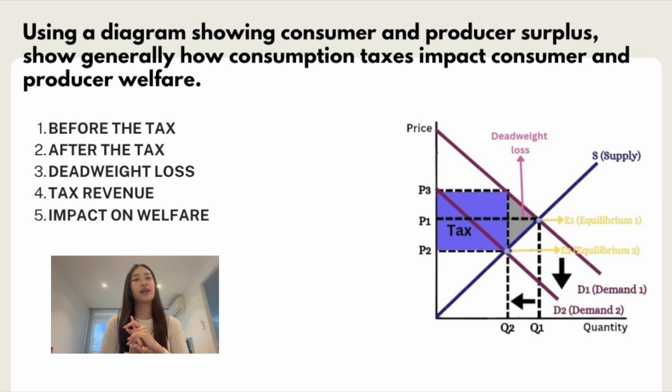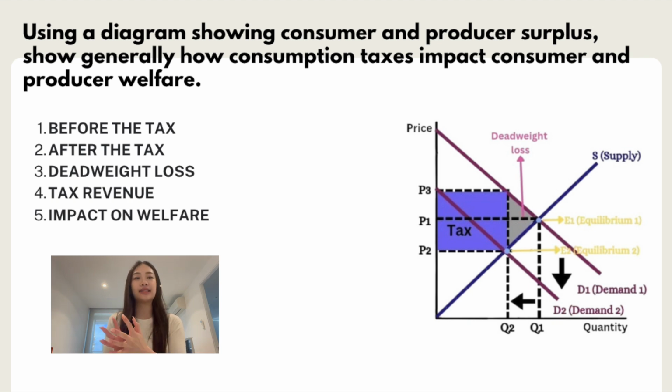And the next part is after the tax. Basically, the tax increases the price that consumers pay, which is labeled P3, and reduces the price producers receive to P2, and the new quantity of goods sold is Q2, which is less than before. Then, the third point we want to talk about is the deadweight loss.